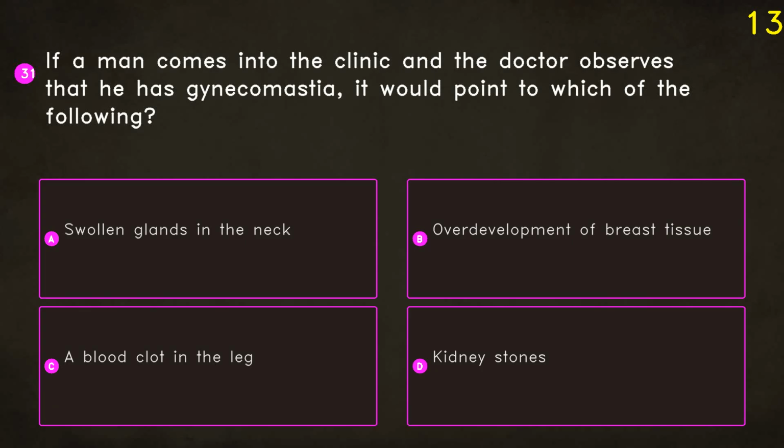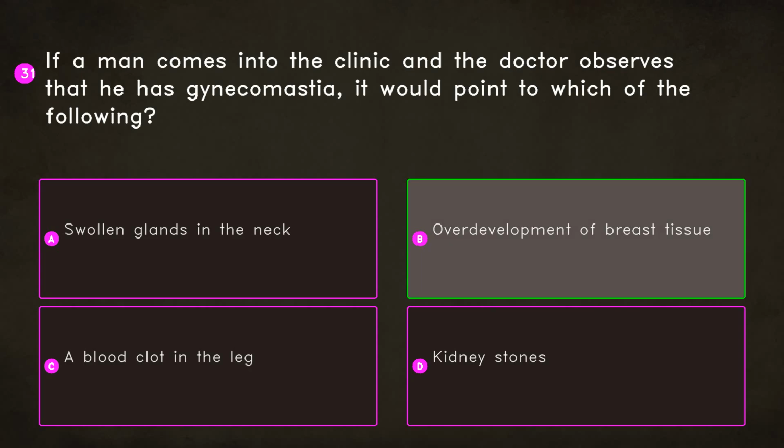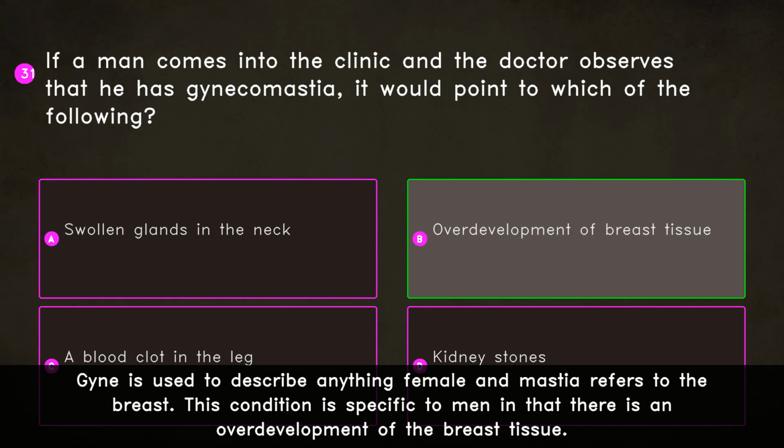Question 31. If a man comes into the clinic and the doctor observes that he has gynecomastia, it would point to which of the following? A. Swollen glands in the neck. B. Overdevelopment of breast tissue. C. A blood clot in the leg. D. Kidney stones. The correct answer is overdevelopment of breast tissue. Gyne is used to describe anything female and mastia refers to the breast. This condition is specific to men in that there is an overdevelopment of the breast tissue.